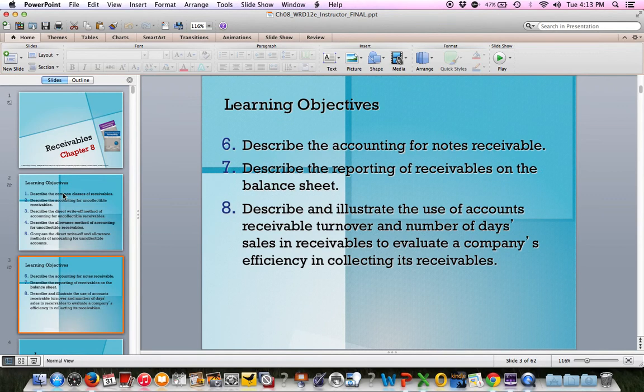We'll talk about notes receivable and accounting for those, and also account for receivables on the balance sheet. And then, as usual, we kind of finish up with some ratios.